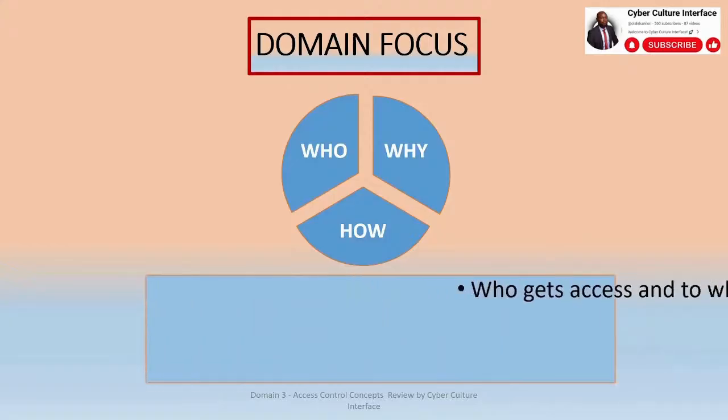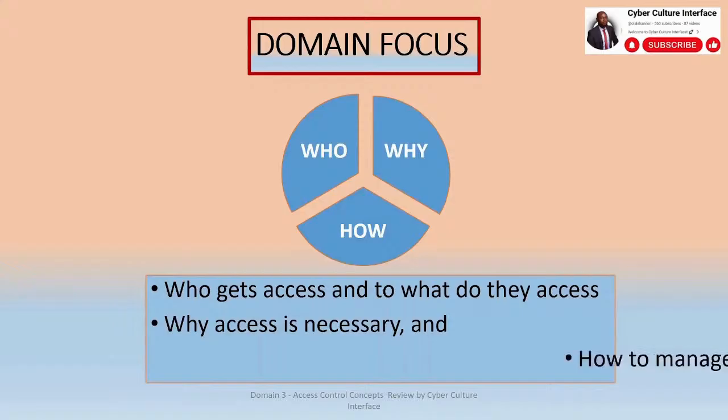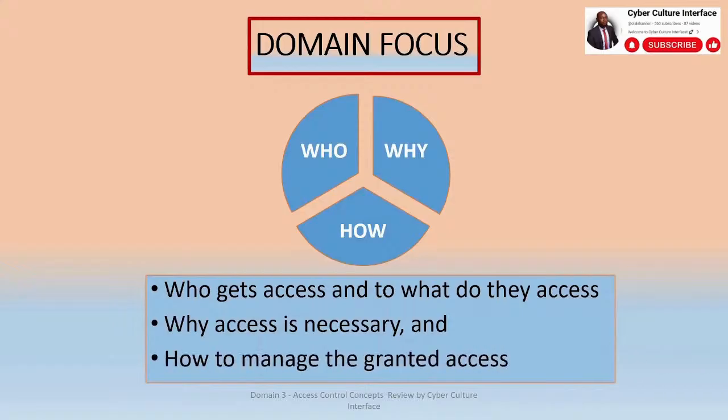So in this domain, we are looking at who gets access and what do they access. So when you are talking about access control, you are determining who is the person that is trying to access something and what kind of access do they have. The second question is why access is necessary. Why does this subject or this person need the access? And then the third question is how to manage the granted access.